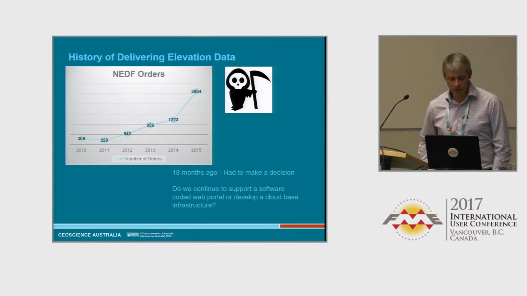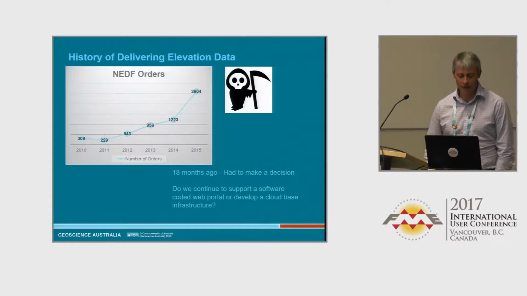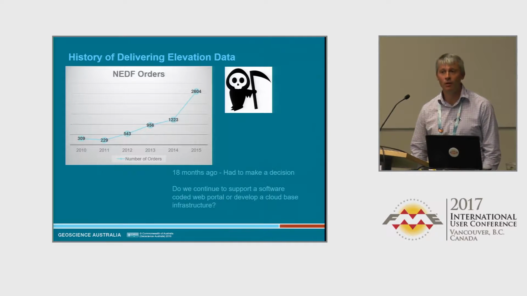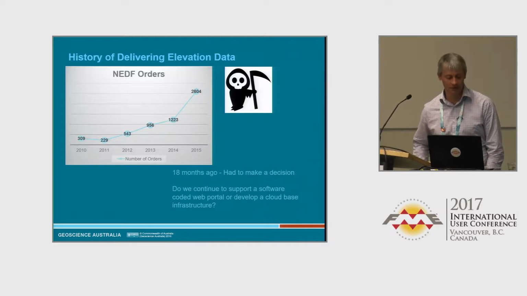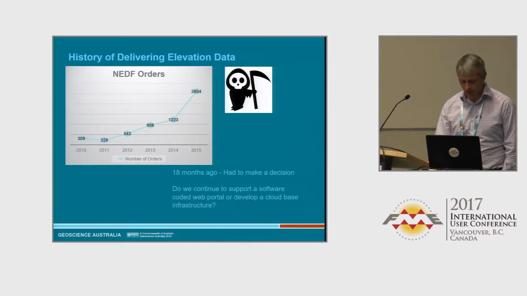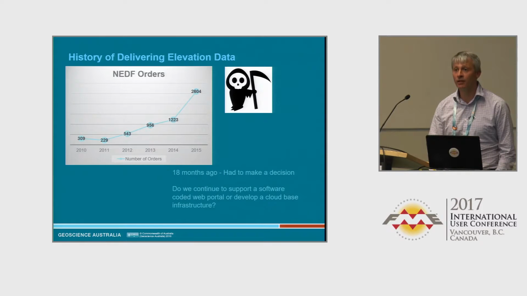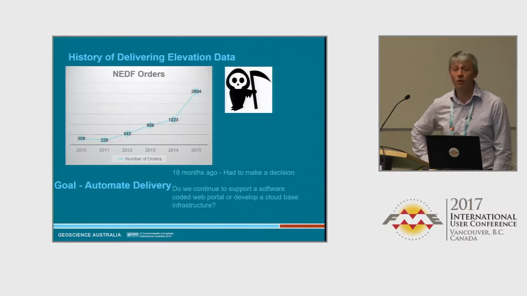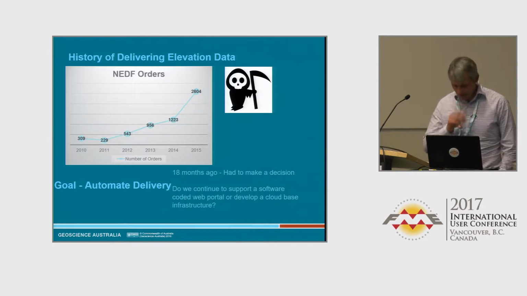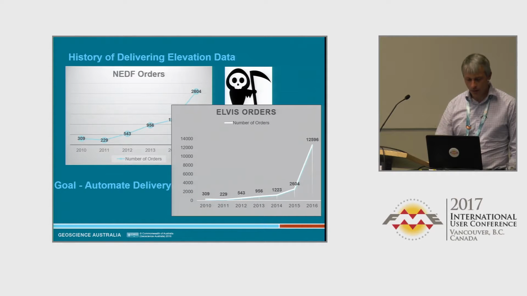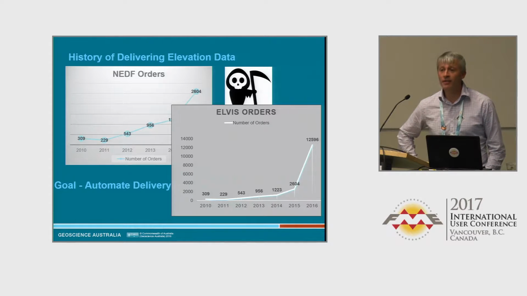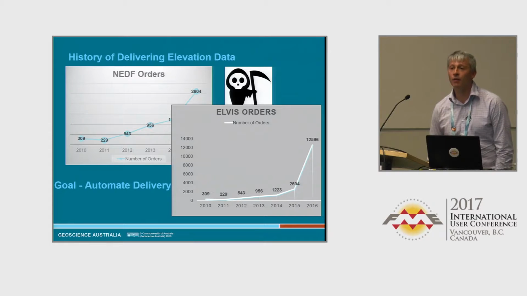So we had to make a decision on whether or not we were going to continue to support a software code-based portal or jump into the world of our cloud-based infrastructure. My job was to convince our ICT group that the cloud-based infrastructure was the better way to go. And a key role of that was that I wanted to automate our delivery. During 2016, after automating the delivery, of which we called ELVIS, our orders jumped from 2,600 to 12,600.